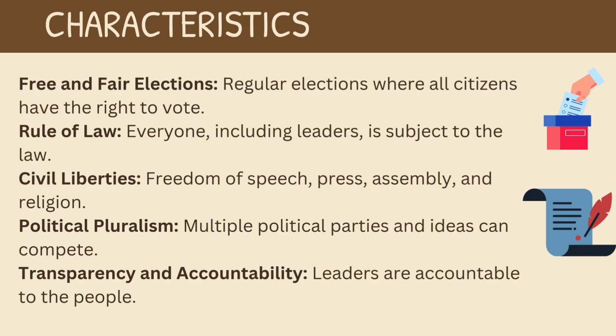Okay, so now let's look at characteristics. Firstly, you have free and fair elections. This essentially means that it is essential to have regular elections so that all citizens have a right to vote for their representatives, or in case of a direct democracy, for the policies. Then you have the rule of law, which means that everyone, including leaders, should be subject to whatever the law states. And this is related to the last listed characteristic of transparency and accountability.